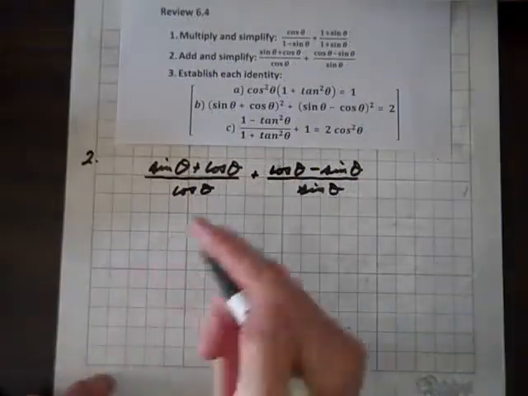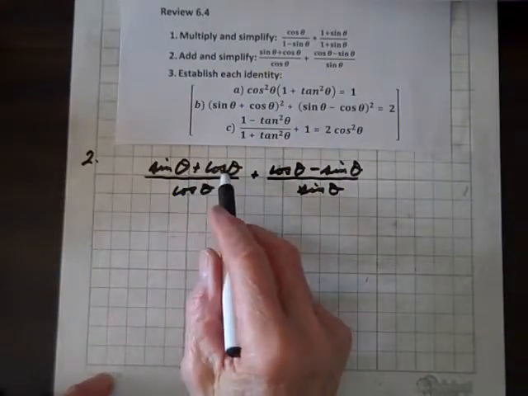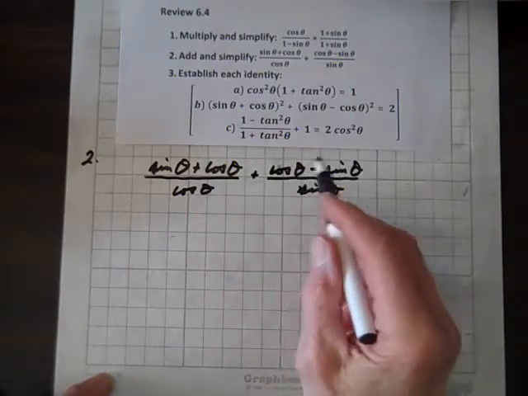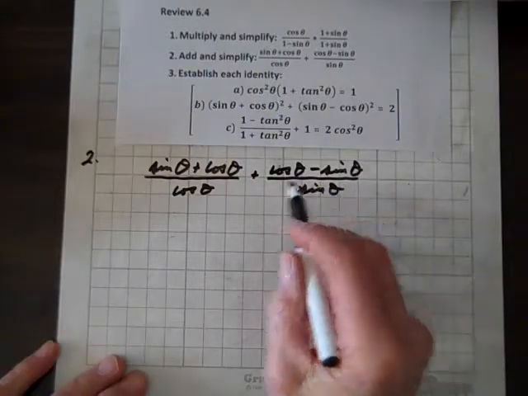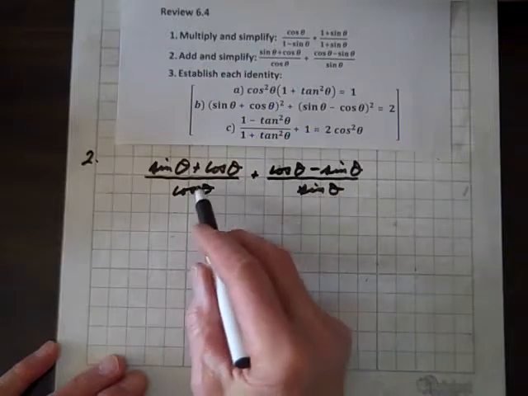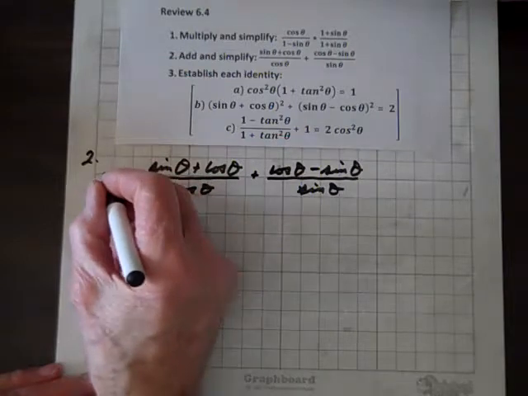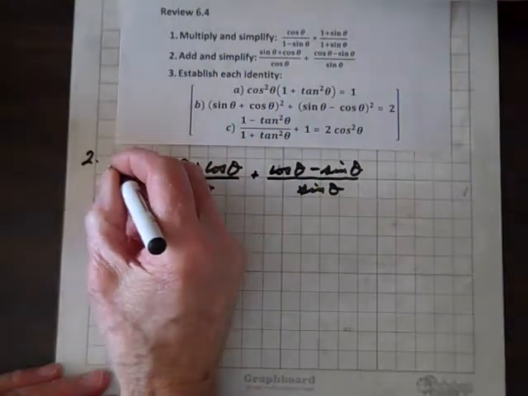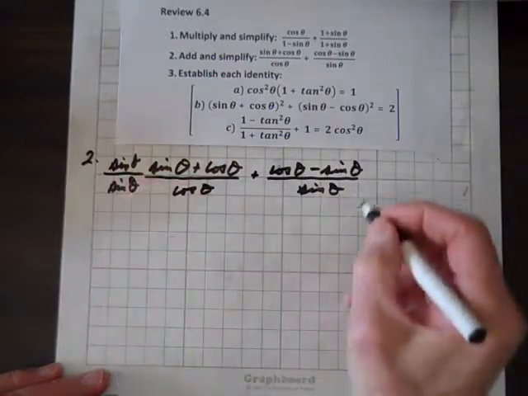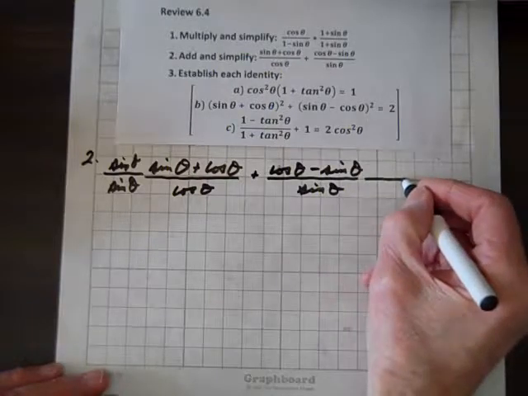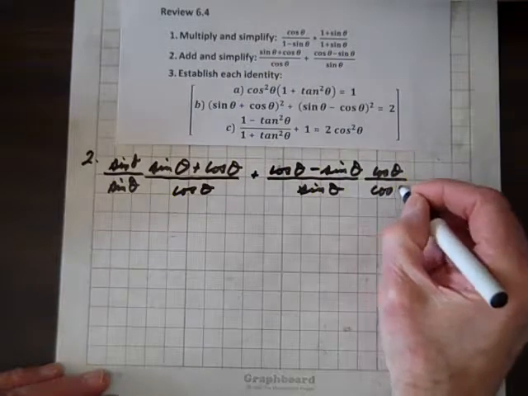Well, now we're doing question 2, and we have to add these two together. We've got sine theta plus cos theta in the numerator on this side, and cosine theta minus sine theta in the numerator on the right. Our common denominator is going to be the product of cosine theta sine theta. So we need to get that common denominator, so we'll multiply this one by 1 in the form of sine theta over sine of theta. And we'll multiply this side by 1 in the form of cosine of theta over cosine of theta.